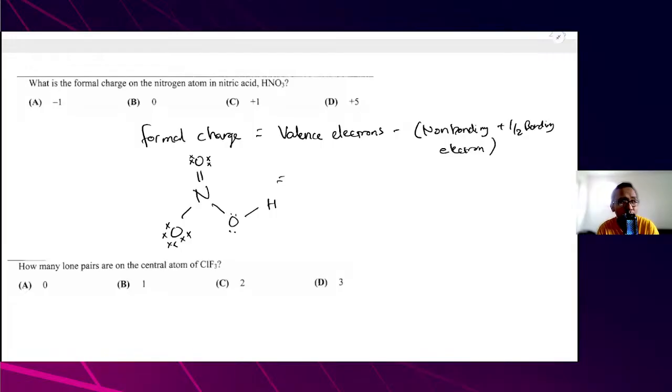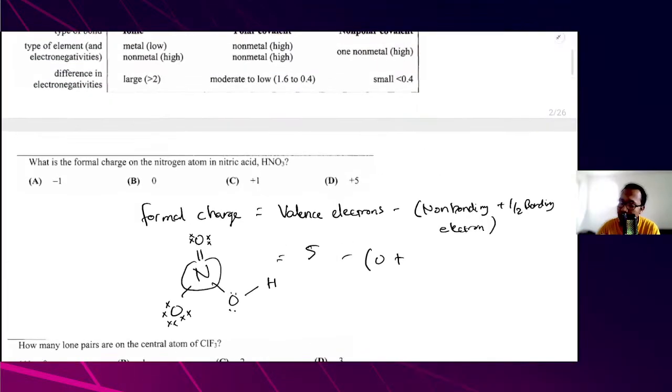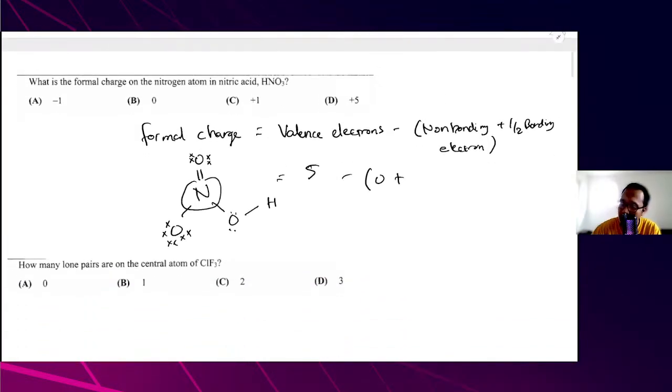So N is the central atom over here, right? It has 5 electrons. And then how many non-bonding electrons? We just focus on the central atom, okay? Non-bonding is 0. Everything is bonding over here, right? And then plus half the bonding electrons. So we have 8 bonding electrons here. Okay, non-bonding plus half bonding electrons.